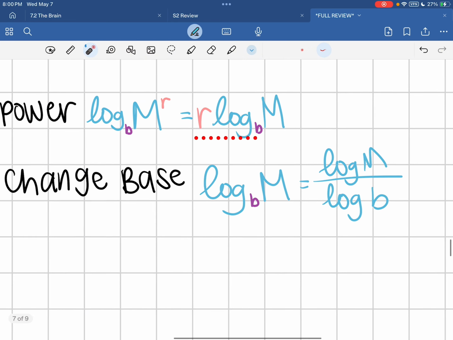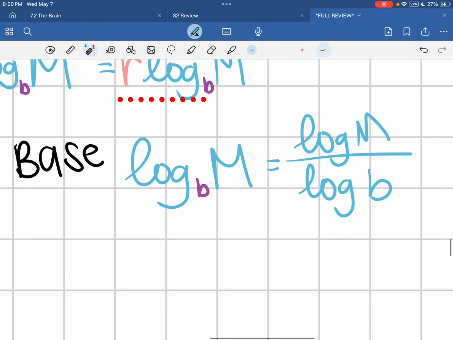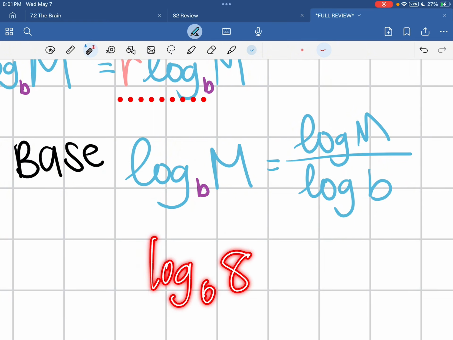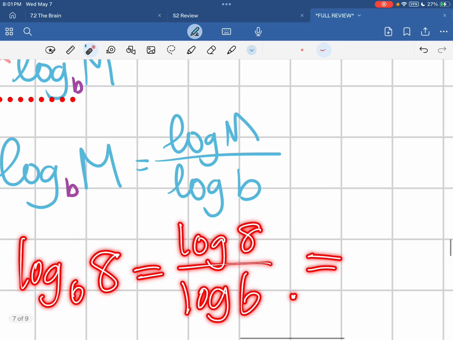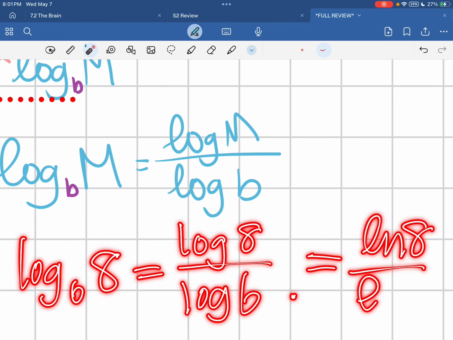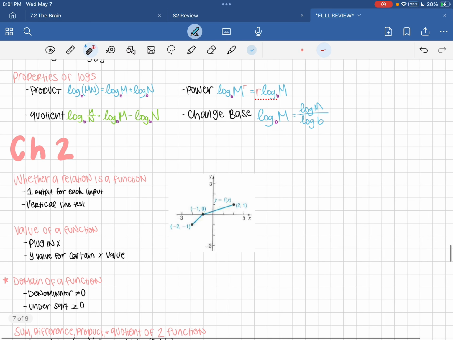And lastly, the change of base formula. Just remember that for example, if this was log 6 of 8, and you don't know how to put that into your calculator, you could just do it as log 8 over log 6. And remember that is common log. You could also technically do it as natural log 8 over natural log 6. Whatever you feel like. Okay, next chapter, chapter 2.